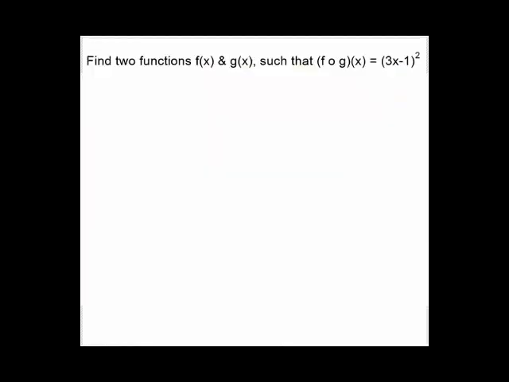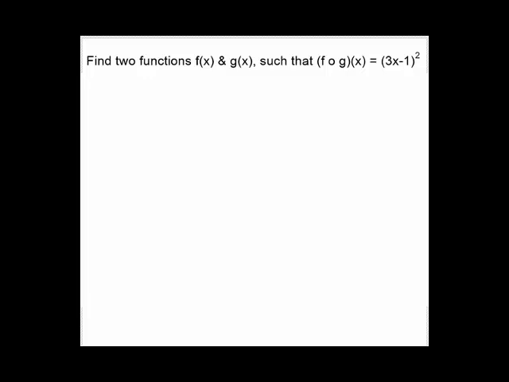In our next problem, we're to find two functions f of x and g of x such that the composition of f with g of x ends up giving us 3x minus 1 quantity squared. Now, it turns out there's more than one answer here. In fact, there's an infinite number of answers, and you'll see why. But the most obvious answer here, I think, is to have a squaring function that takes an input of 3x minus 1 and squares it.